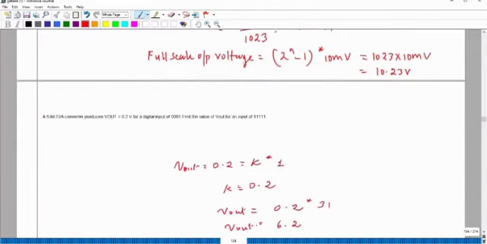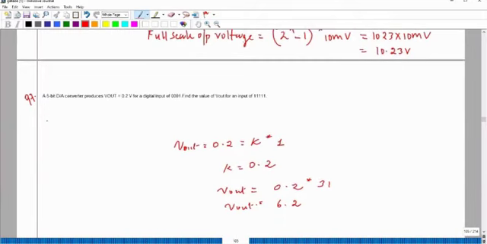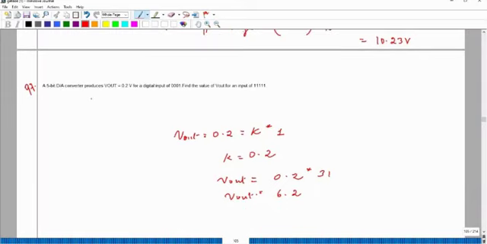So next, the 97th problem. Here we are given a DAC which will produce an output voltage. So in a DAC, digital is my input and analog is my output, right? The digital input is a 5 bit input. The maximum value of 5 bit is 5 ones, right? So this is your digital value. Analog is your output, right?